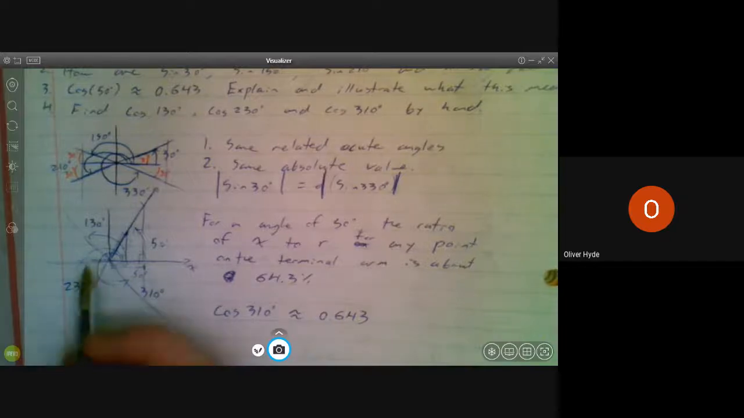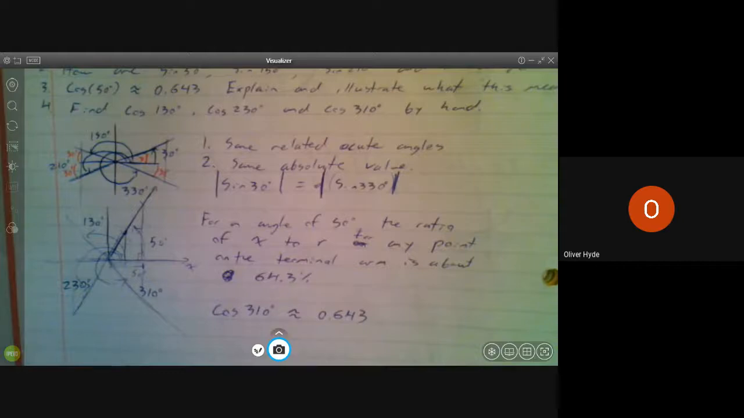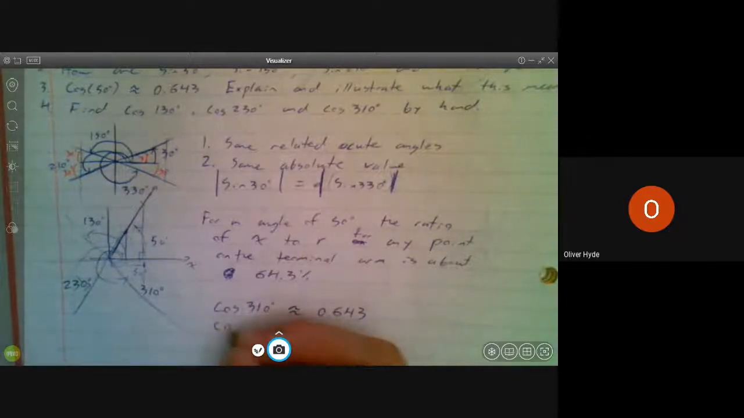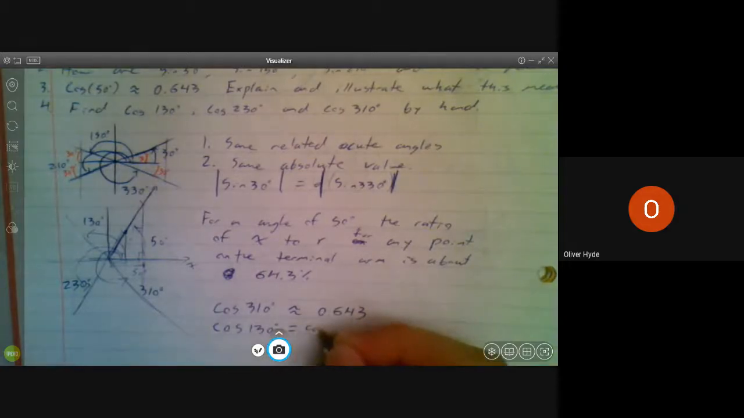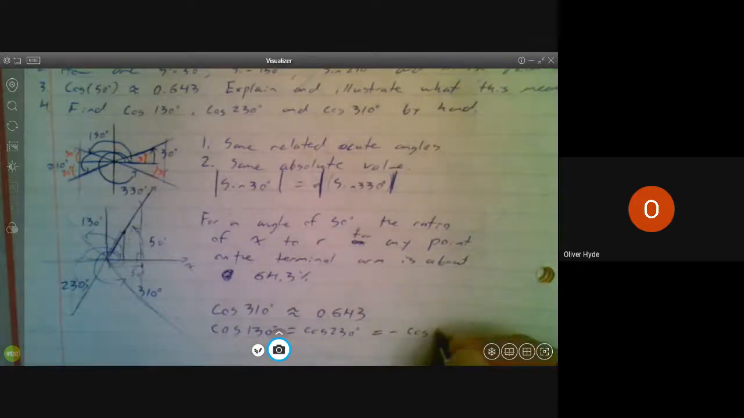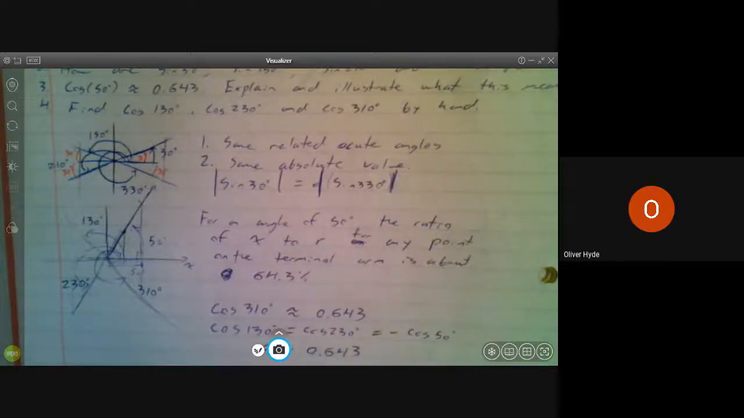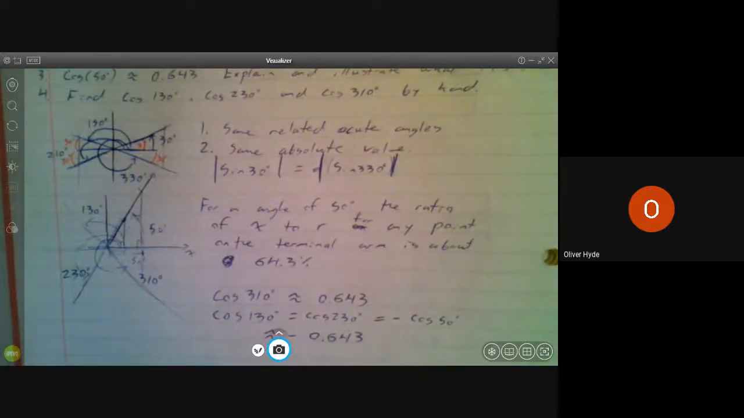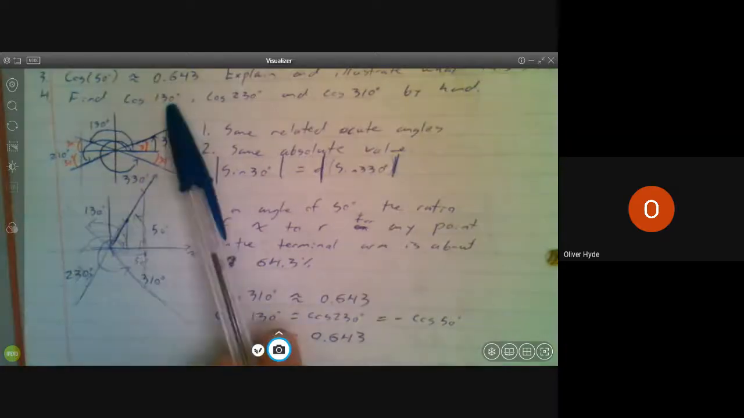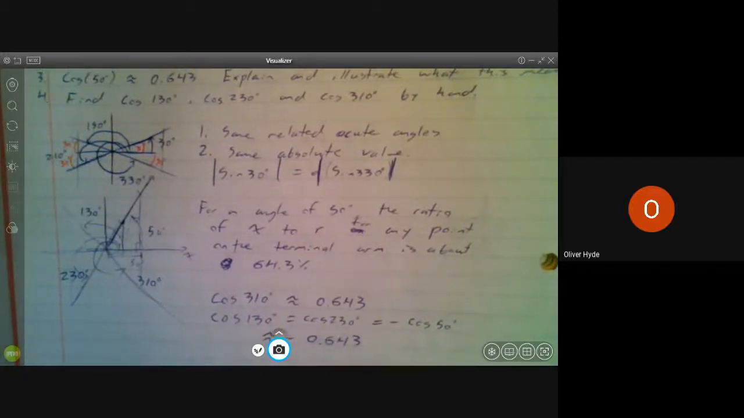I can tell that the ratio of x to r is going to be negative here because my x value is negative. The absolute value of the ratio is going to be the same as the absolute value of this ratio. It's just going to be the opposite sign. So I'm going to say that the cosine of 130 degrees is going to be the same as the cosine of 230 degrees, which is going to be the opposite of the cosine of 50 degrees, which is going to be about negative 0.643. Okay. You do not need a calculator to do that. I mean, I used a calculator to get this number to start off. But if you're given that fact, you should be able to figure out the rest.